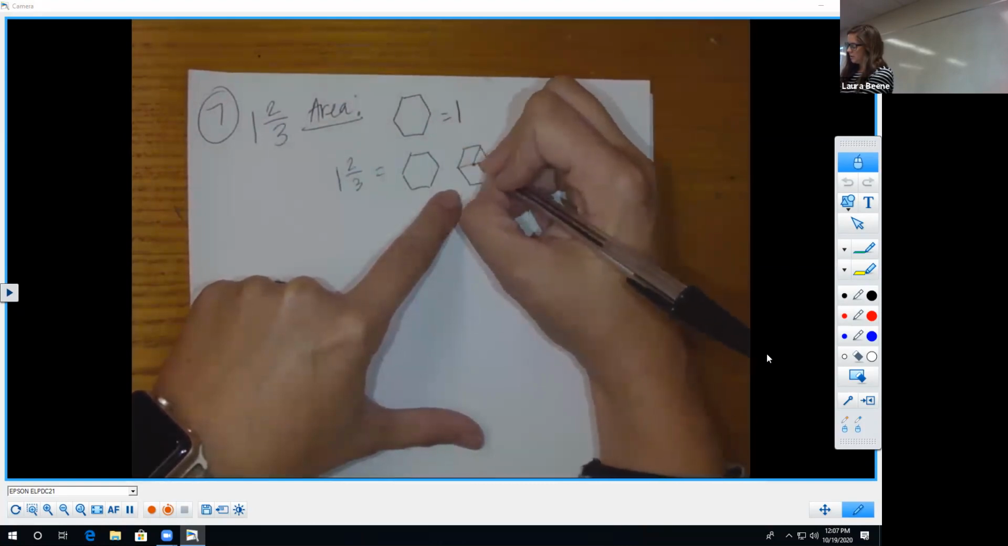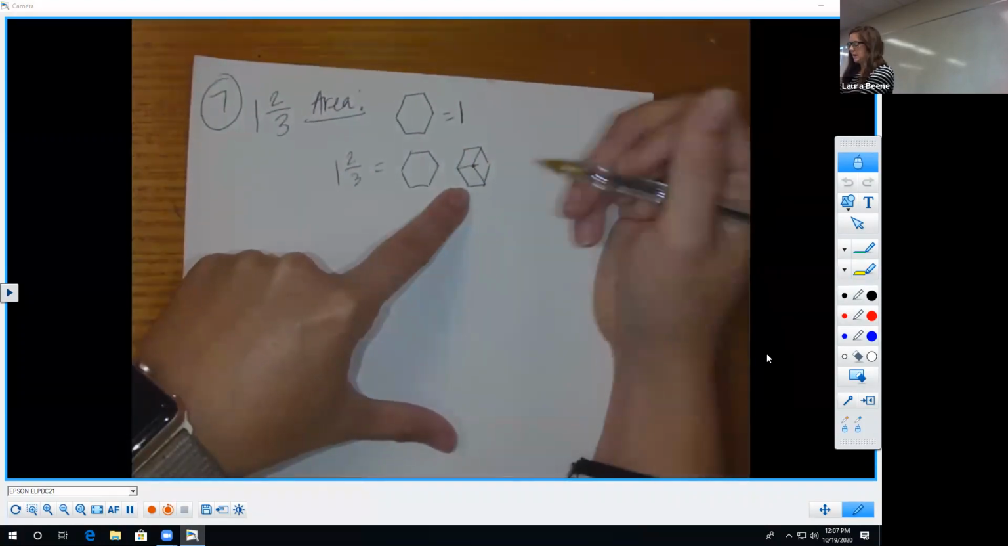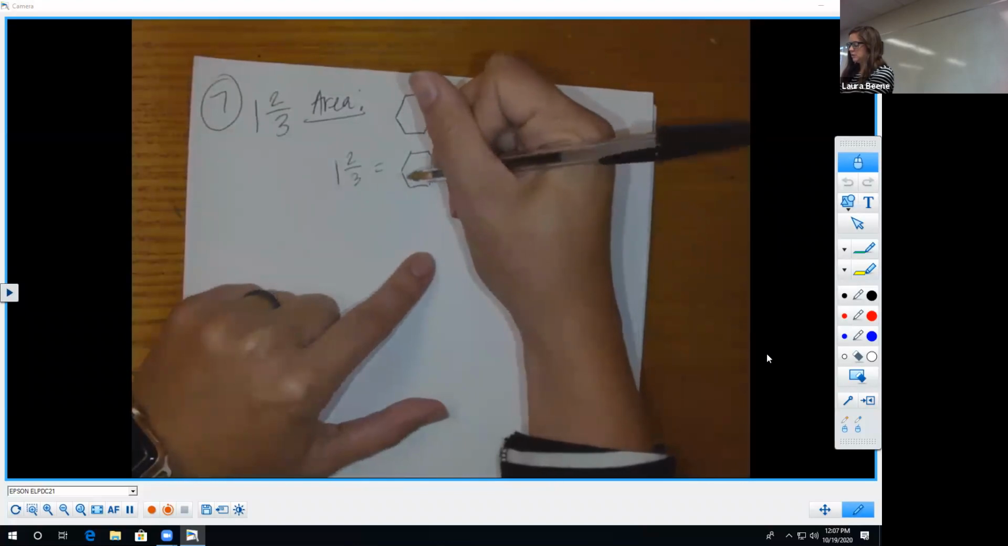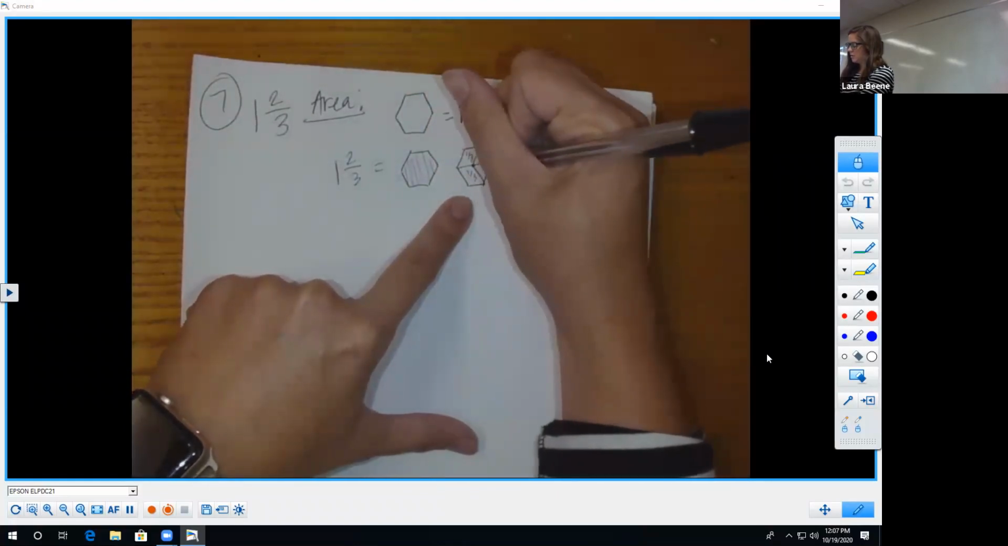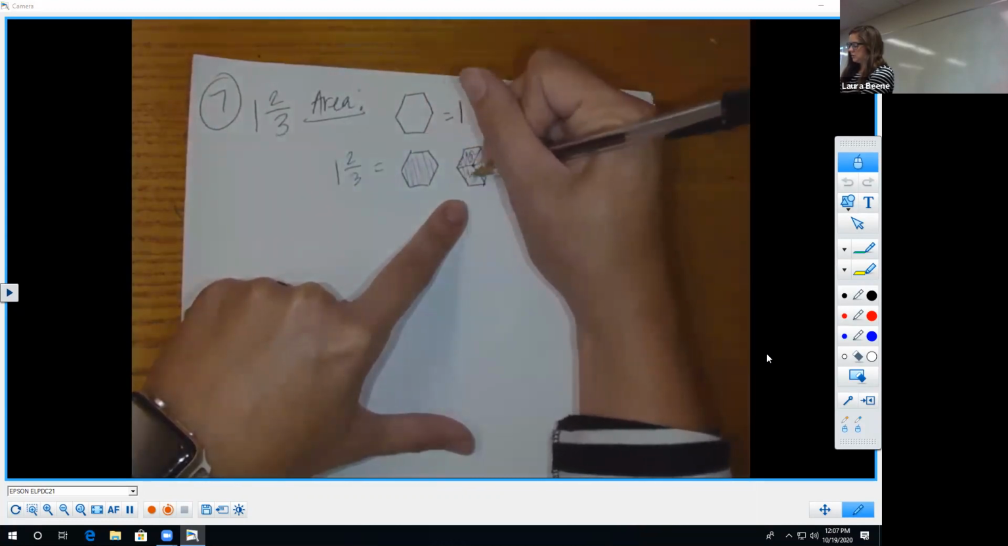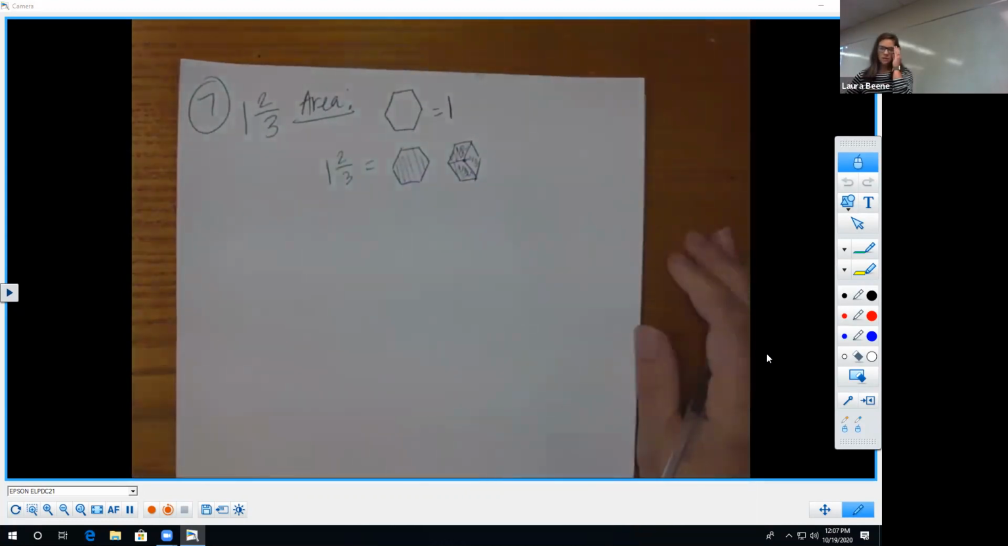To split it into 3 parts, that would be the blue ones. Okay, and I want to use 2 of those parts. So this would be my whole right here. This would be 1/3, 1/3, and 1/3. So I want to shade in 2 of those. So that's how you can show the area model with pattern blocks with 1 and 2/3.